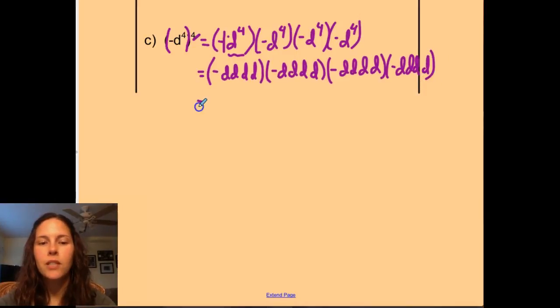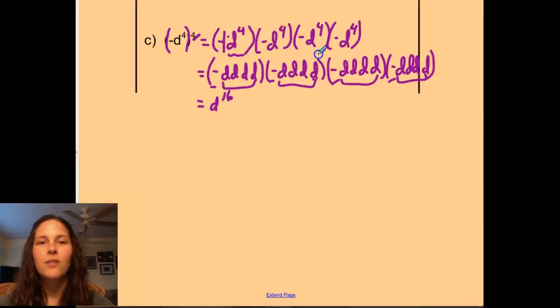And finally, I will multiply. A negative times a negative is positive, times another negative is negative, times the last negative becomes positive again, and then I have 4 d's plus 4 d's is 8, plus another 4 is 12, plus another 4 is 16, so I have d to the 16th power. All of those negatives canceled each other out, so my coefficient is 1.